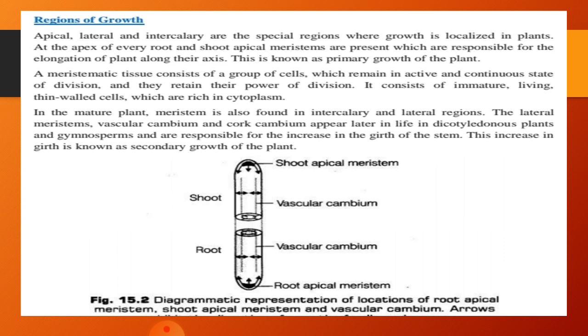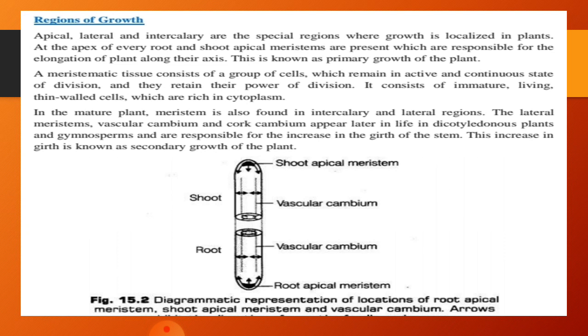So far as the regions of growth are concerned, apical, lateral, and intercalary are the special regions where growth is located in plants. In plants, there are three regions known for growth. One is apical, the second is lateral, and the third is intercalary meristem. These regions are responsible for growth in localized areas of plants. At the apex of every root and shoot, apical meristems are present, which are responsible for the elongation of the plant along the axis. This is known as primary growth of the plant.